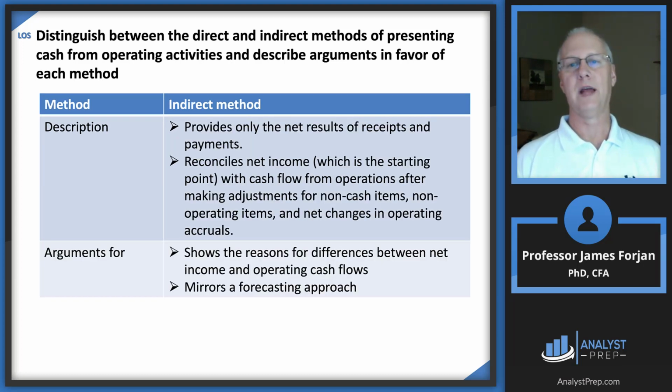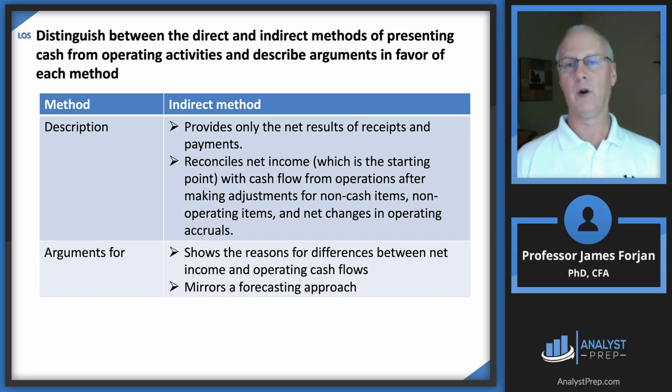The indirect method, however, starts with net income and then makes adjustments indirectly. So it starts with net income and then makes adjustments indirectly to get to that final cash flow balance. And the arguments in favor of this one include illustrating the differences between net income and operating cash flow.